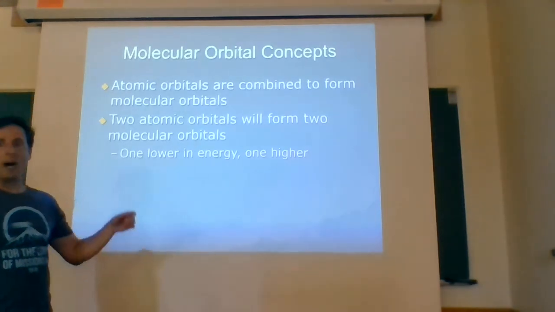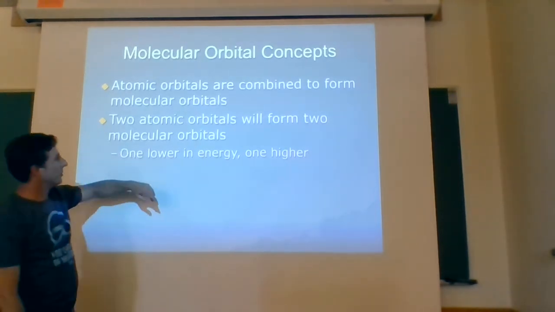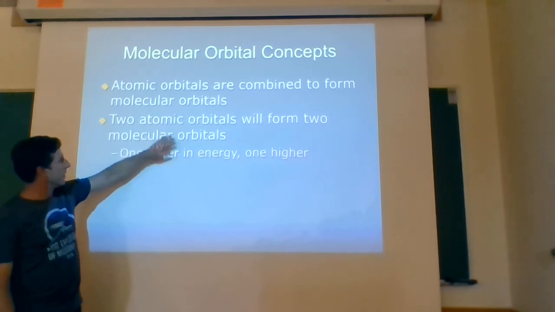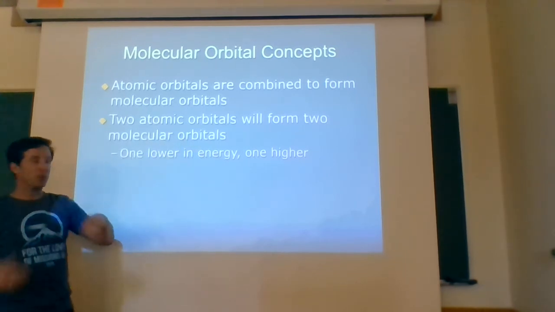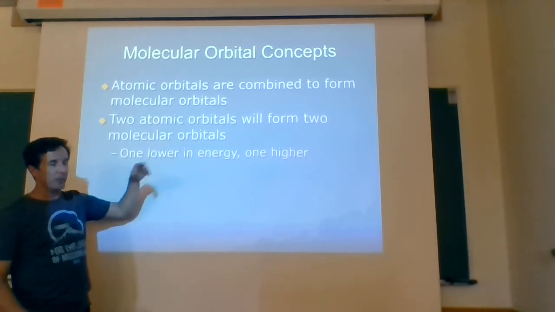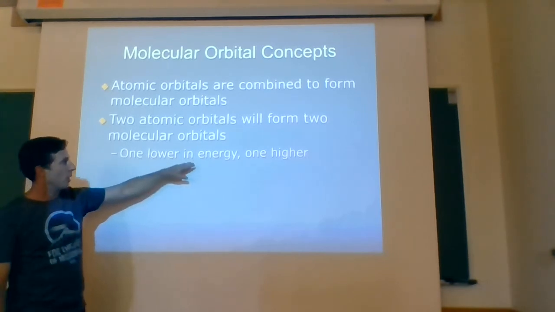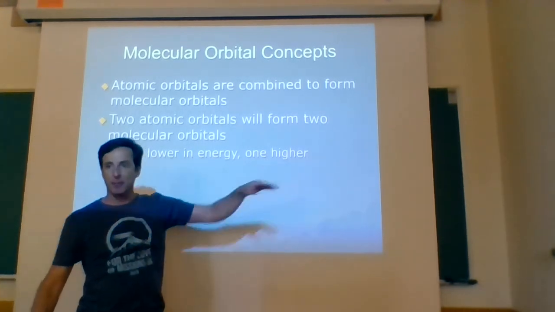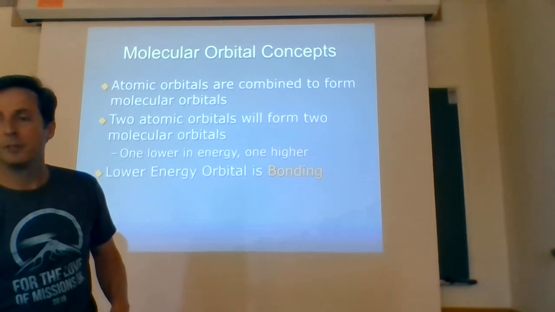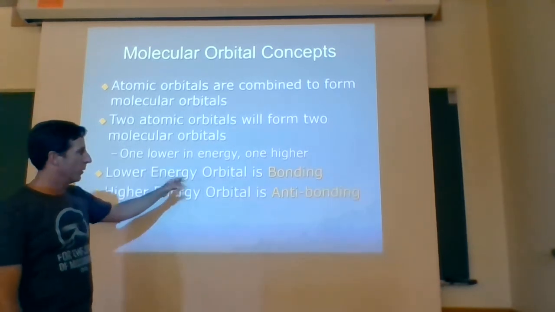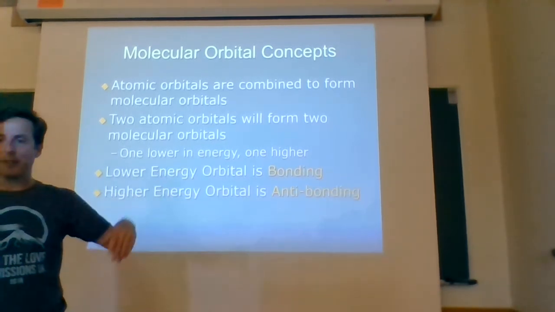So we combine the atomic orbitals to form molecular orbitals. We always maintain the number, and when we split them, it's always going to be one with two orbitals overlapping. One's going to be lower in energy, one's going to be higher. And we call the lower one bonding and the higher one anti-bonding.